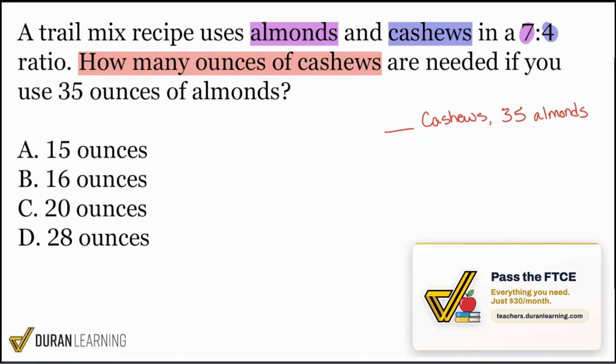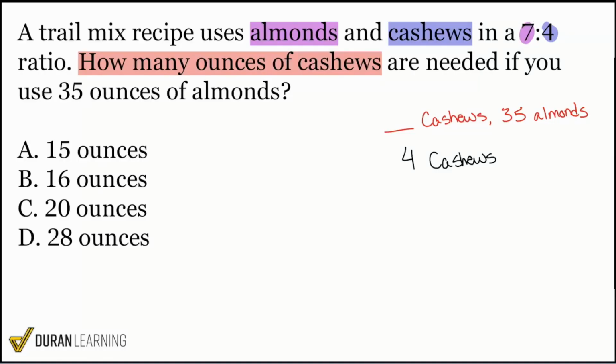So we'll write that out. We'll say 4 over here for cashews. Be very careful because the 7 can get you. The 7 is, again, for almonds, and almonds is actually written second. So be very careful there. But once we're there and we have it all written out, now we're good to go because we can make the same comparison in the same way.